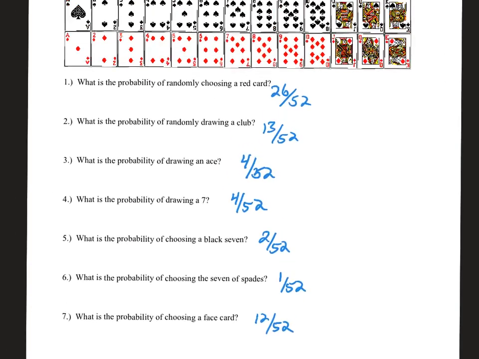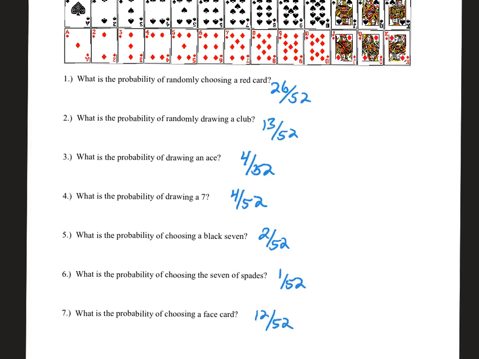So here you go. A lot of times it might make more sense to reduce. Like here, you don't even have to write 26 out of 52. You know half of the cards are red, so you could just say 1/2. You know that a club is one of the 4 suits, so you could just say 1 out of 4. An ace, you know that there are 13 cards in each suit, so 1 ace in each suit, 1/13. Same thing with 7. So if you feel like you want to do that, you most certainly can.